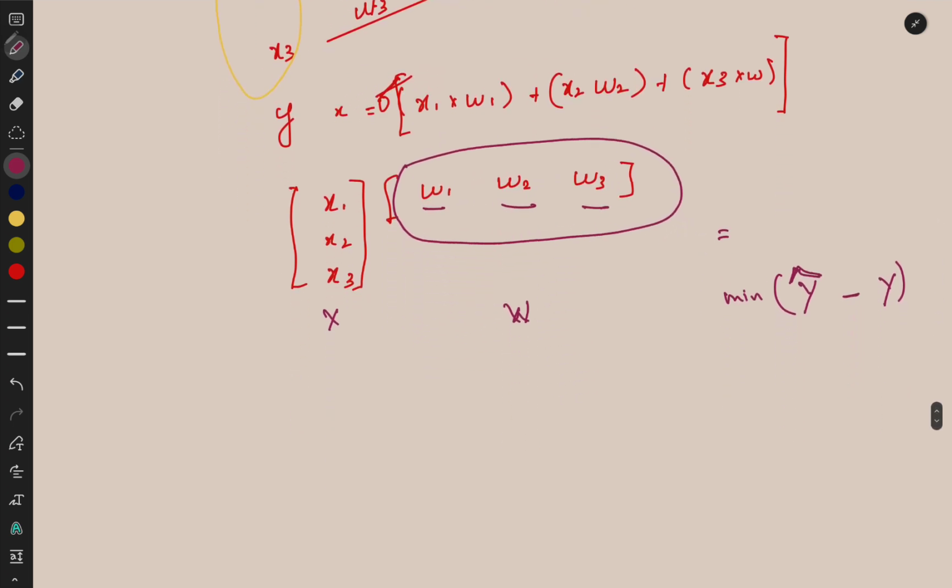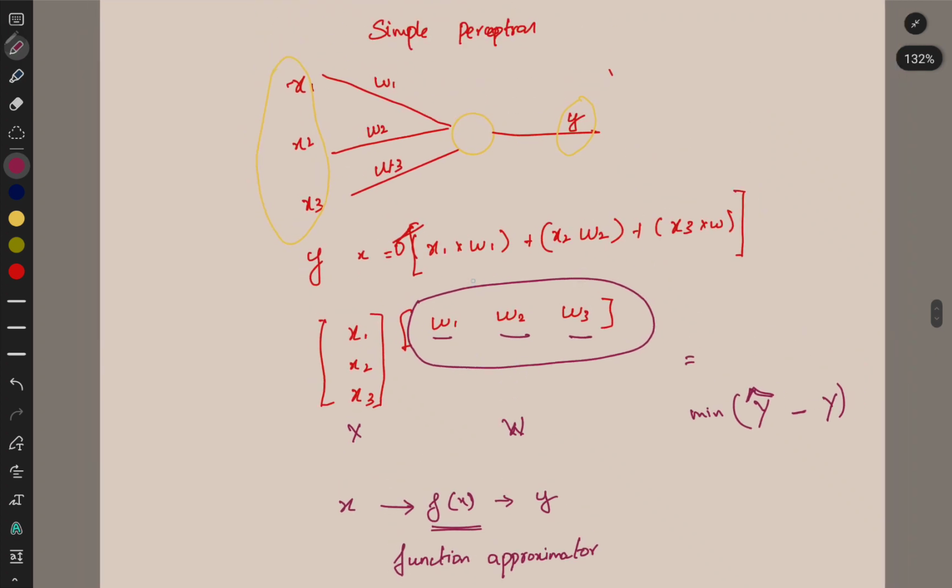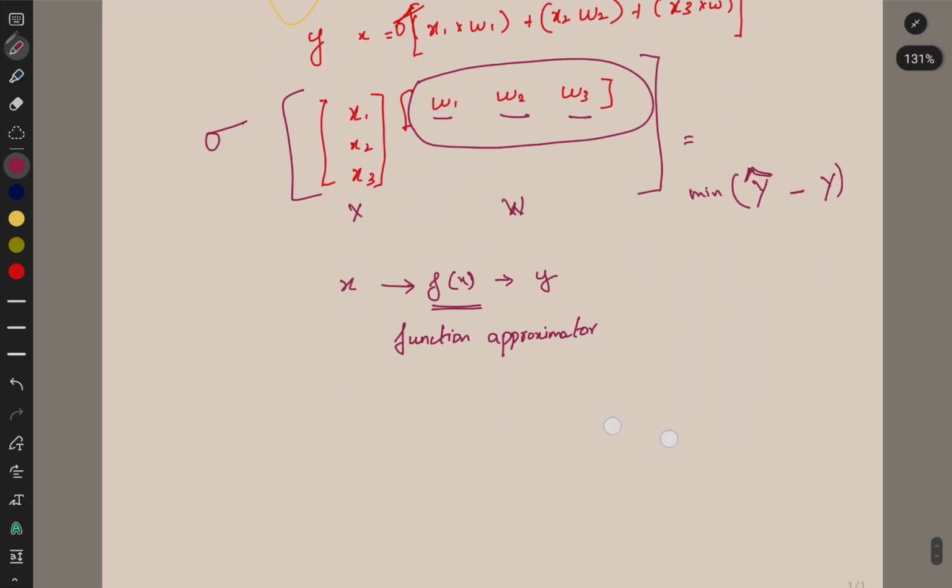This is machine learning: you have an input x, you have a function, and you have an output. Neural networks are known as function approximators. It's a simple perceptron. Everyone understood the architecture: input is there, weights, and at last you apply some activation function. We'll go into what activation functions are later. Next we'll see what a multi-layer perceptron is.